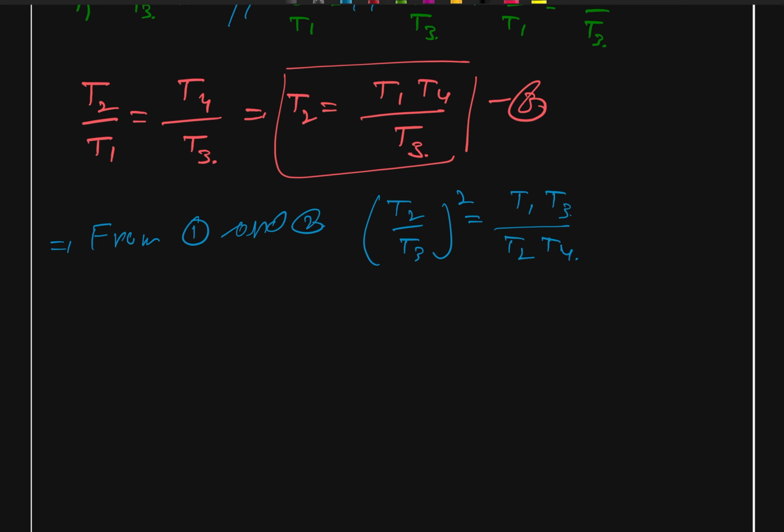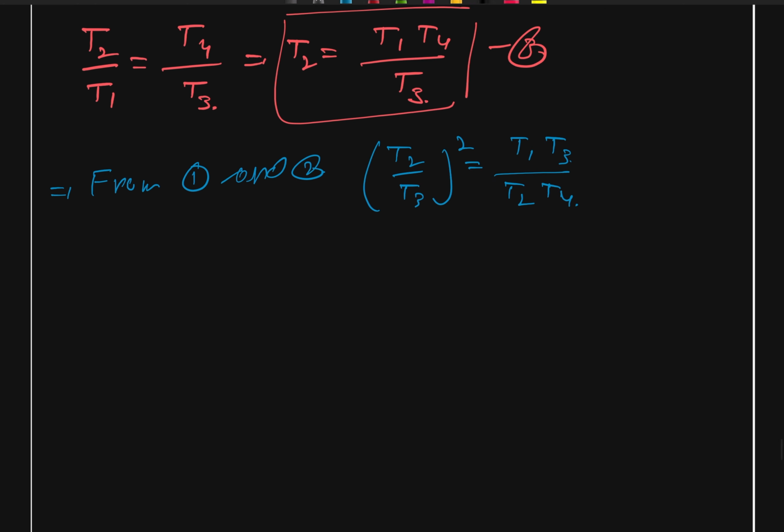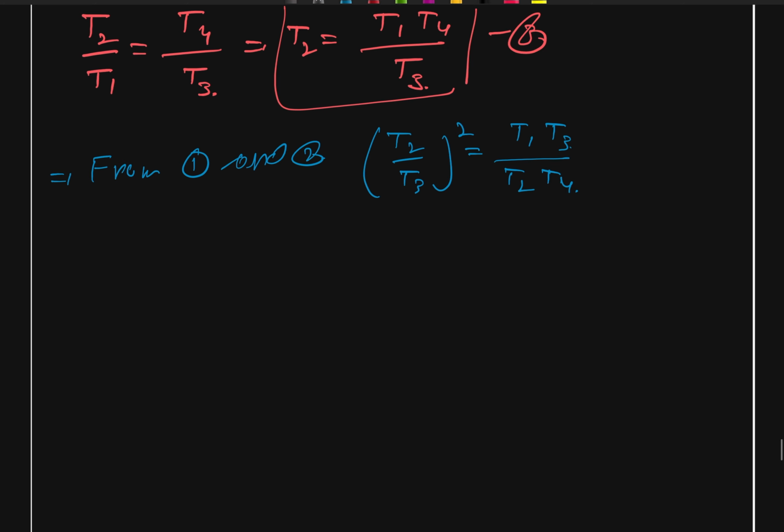So we cross multiply this T2 and T3, we get T2 upon T3 whole cube will be equal to T1 upon T4. And therefore we can say that T2 upon T3 will be equal to T1 upon T4 whole raised to power 1 by 3.